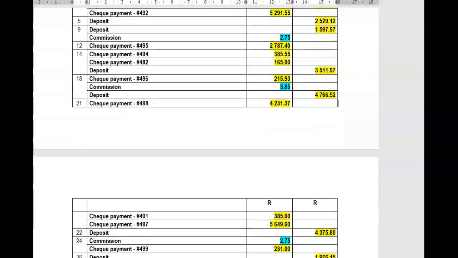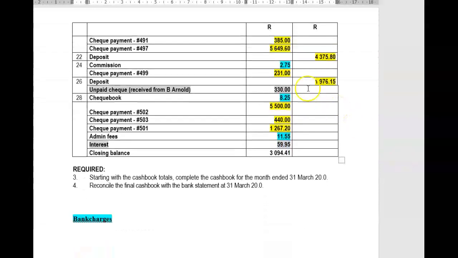If you look at the grey ones, that's also items that have not been ticked. There was the RD check, R330. What are we going to do with that? We're going to pass that on the credit side of our bank ledger account. And then interest, well, it's here on the debit side, so it needs to be on our credit side, so it's interest paid. Also on the credit side of our bank ledger account, $59.95.